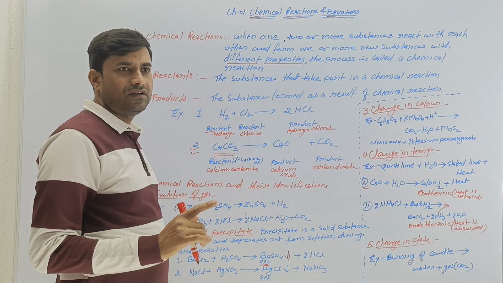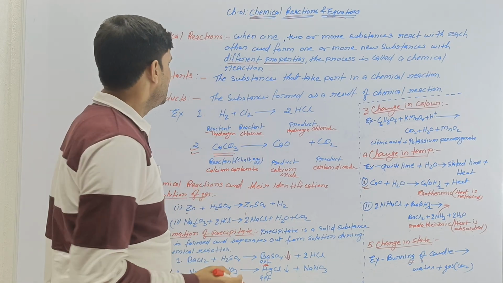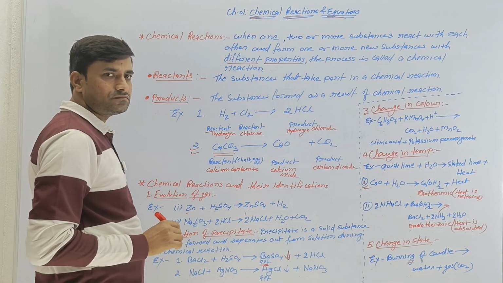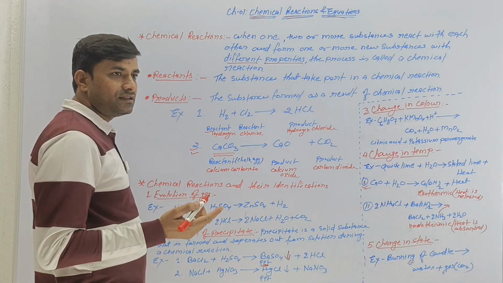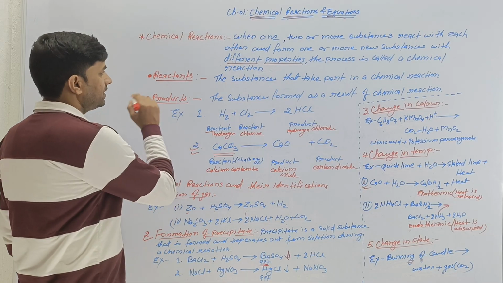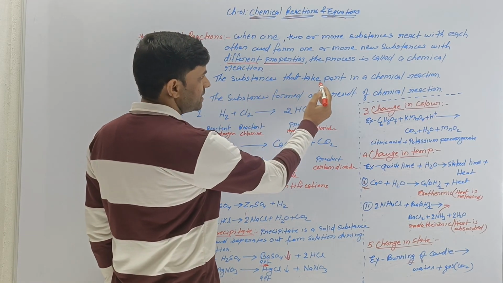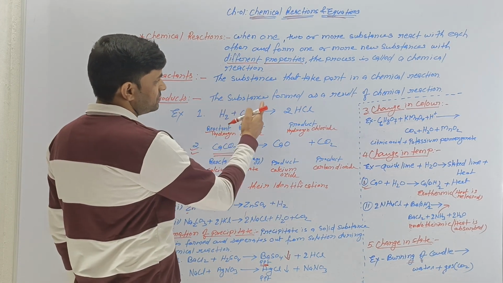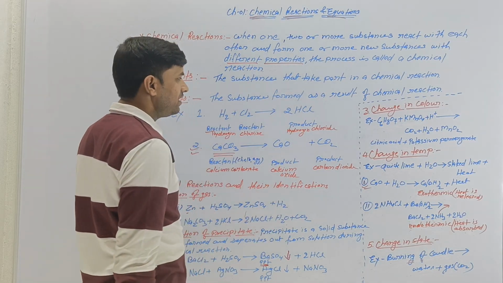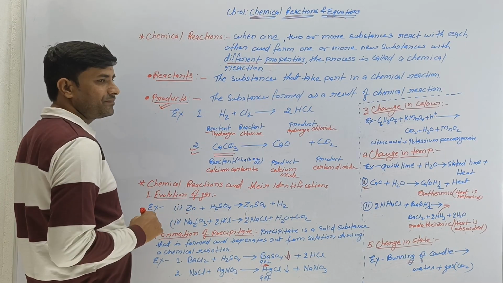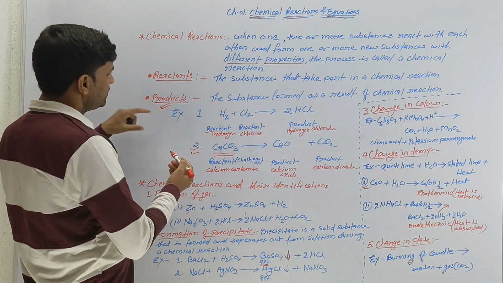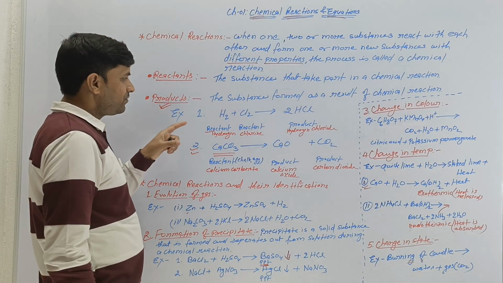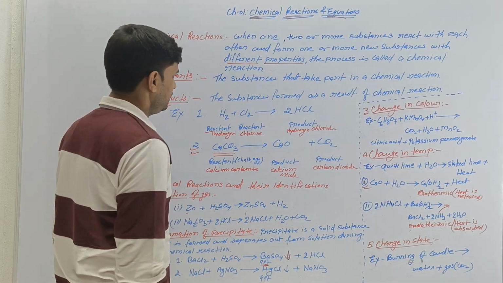In a chemical reaction there are two parts. Number one, reactants. Number two, products. So now the question is, what are reactants and what are products? Reactants are the substances that take part in a chemical reaction, and products are the substances formed as a result of a chemical reaction. We can understand these with the help of two suitable examples.